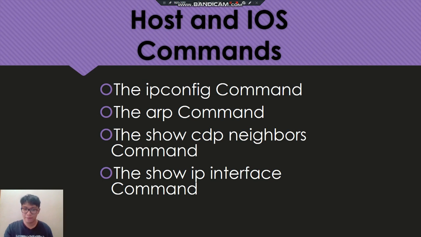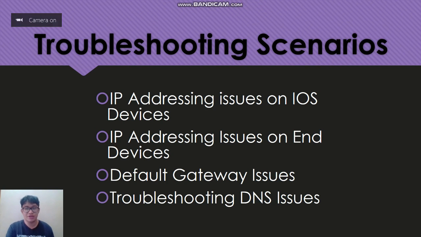Next one is the show ip interface brief command. In the same way, troubleshooting scenarios. IP addressing issues on IOS devices. IP addressing related problems will likely keep remote network devices from communicating because IP addresses are hierarchical. Any IP address assigned to a network device must conform to the network range of addresses.